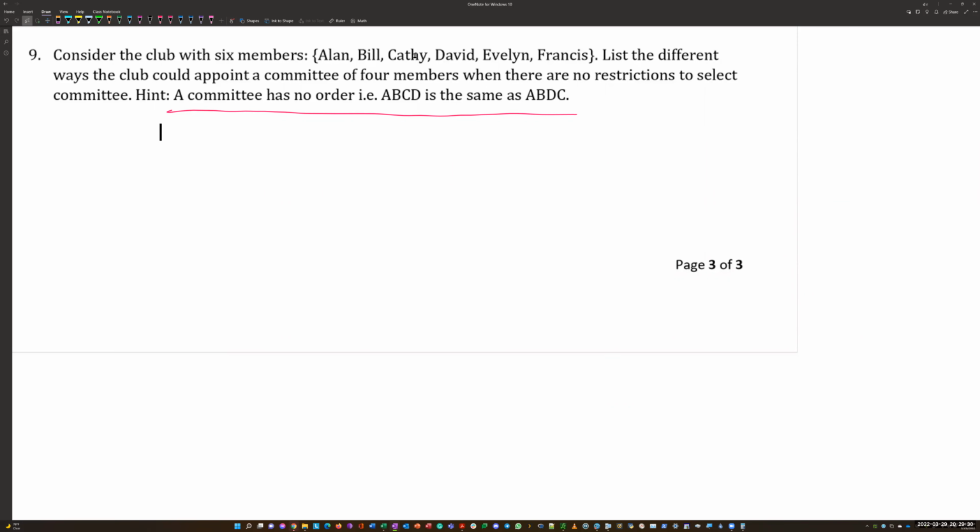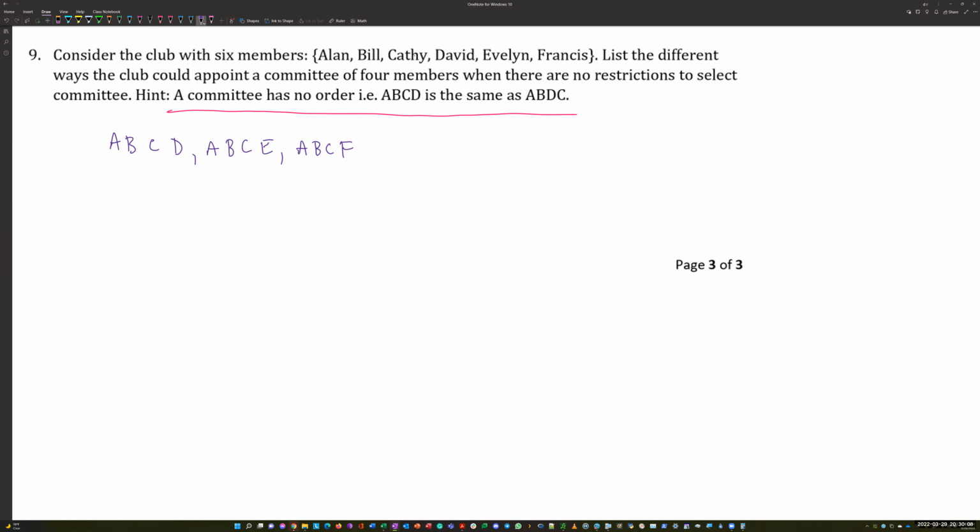Okay, so now the thing is we can't change the order anymore. Does that make sense? Yes. So now, 4 members. All right, so we could get Alan, Bill, Kathy, and David, right? I could get Alan, Bill, Kathy, and Evelyn. I could get Alan, Bill, Kathy, and Francis. Is that right? Yes. Now I did everything where I have Alan, Bill, and Kathy.